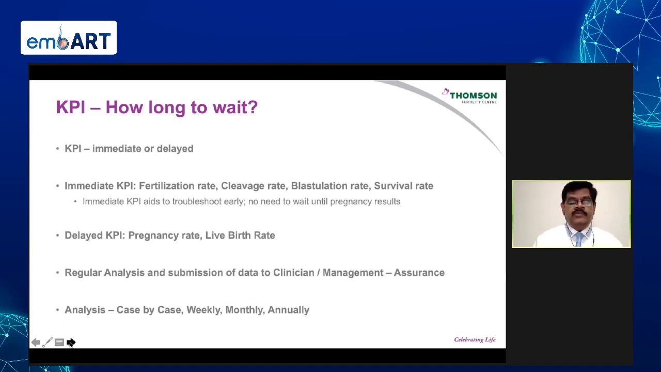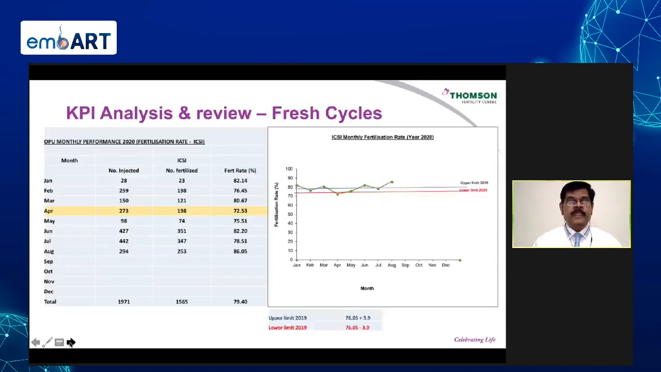So immediate KPIs usually help us to see whether we are on the right track. As I said, the regular analysis and submission should be done to your clinician or the management, just to assure the quality. And you can do the analysis case by case, weekly, monthly, annually, and chart them.